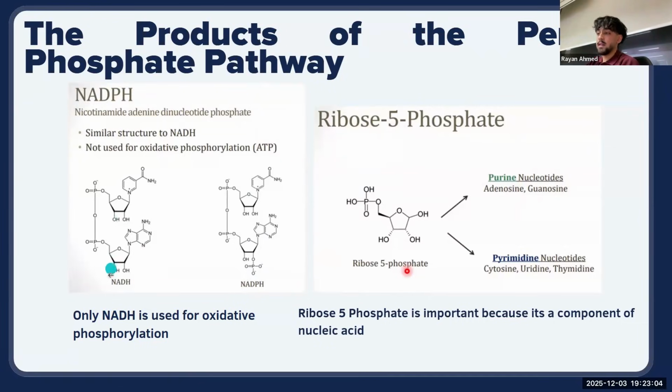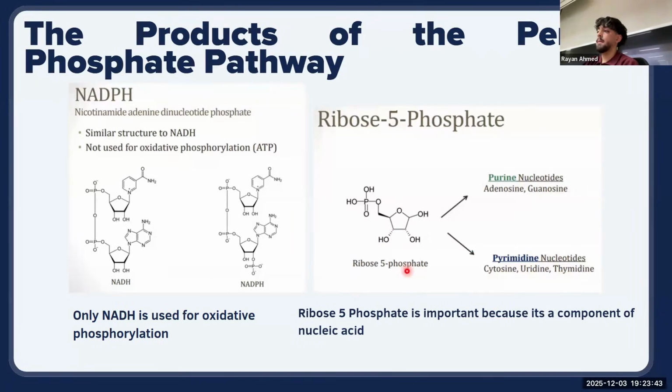NADH is used for oxidative phosphorylation. You guys need to remember that. But for NADPH, please remember PPP. NADH is used in multiple areas, one of them being oxidative phosphorylation. And now we have ribose 5-phosphate. Ribose 5-phosphate is important because it is a component of nucleic acids. So we have purine nucleotides and then pyrimidine nucleotides. You have adenosine, guanosine. You guys already know this. Just remember, ribose 5-phosphate is needed for nucleotide synthesis. That's all you guys need to know.